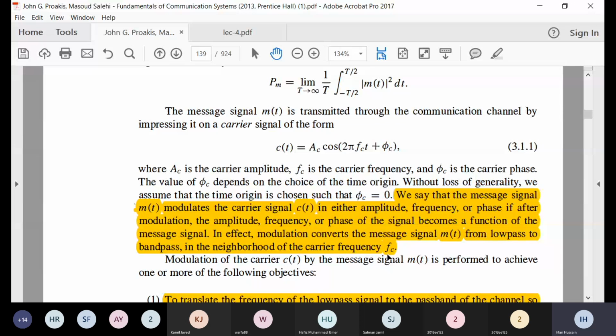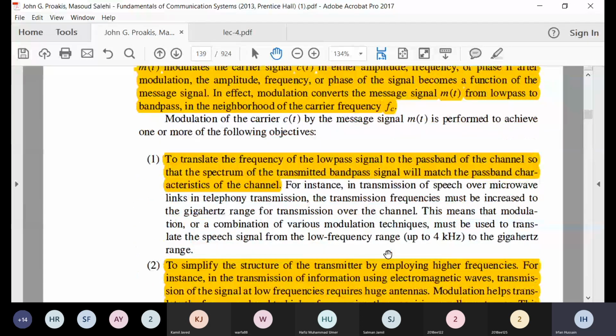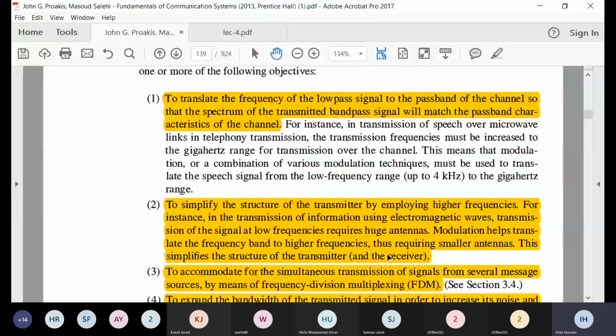So why do we do this modulation? Various objectives are given.